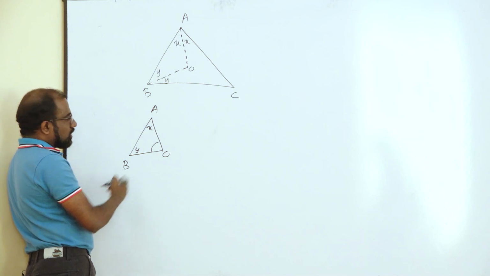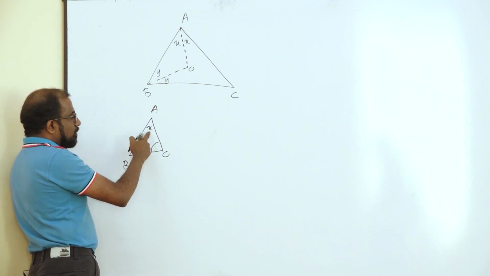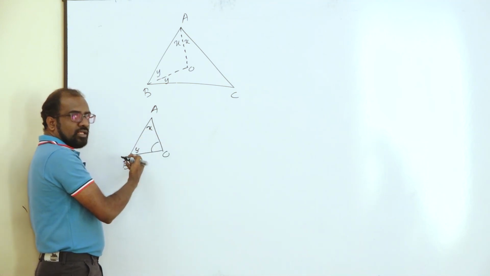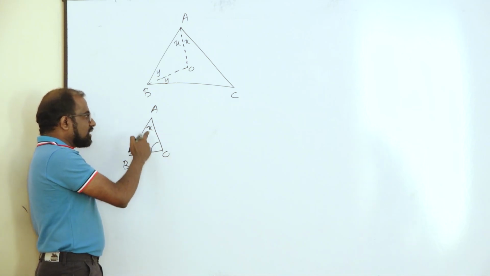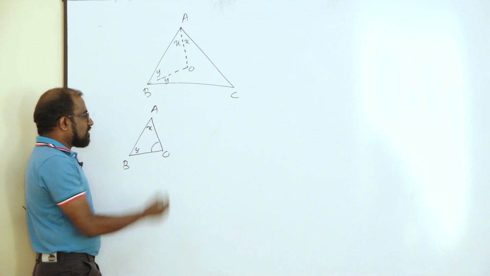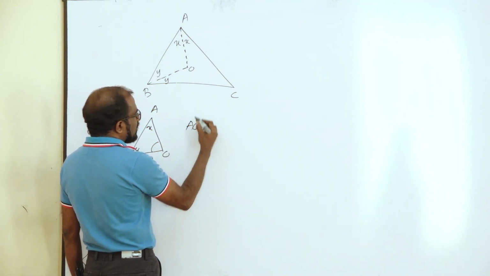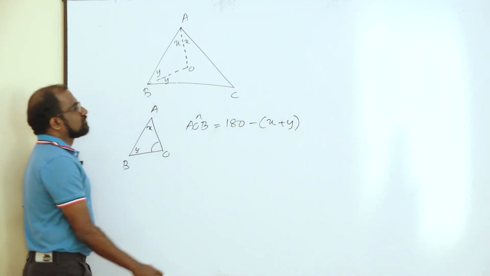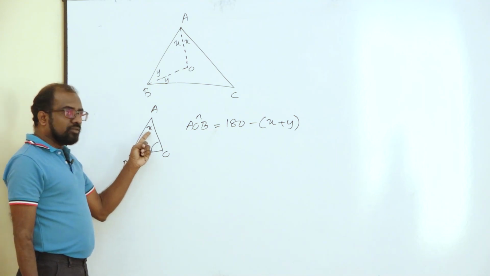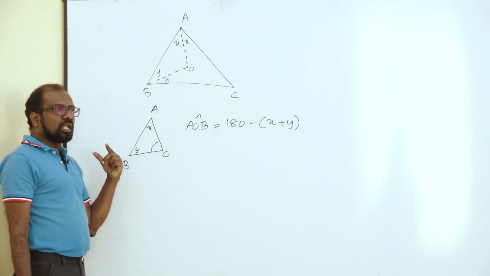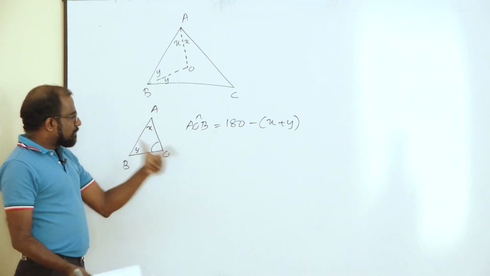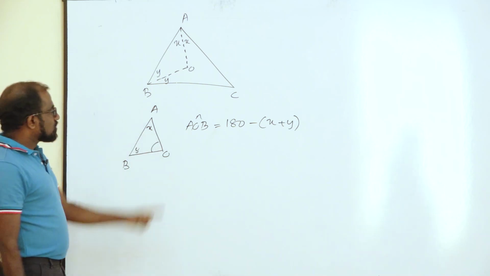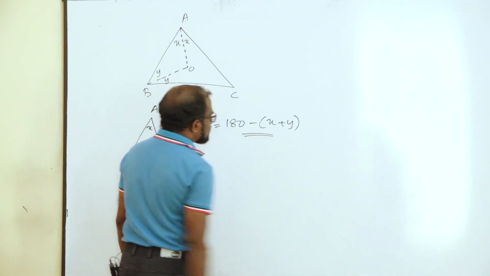So what shall we do to find the AOB angle? The sum of these two angles should be subtracted from 180. The sum of all three angles is 180. From 180, the sum of these two angles should be subtracted. And now what is the value of AOB? AOB equals 180 minus (X plus Y). For example, if one angle is 30 and another is 40, 40 plus 30 is 70, subtracted from 180. So same thing here. The two angles are subtracted from 180. So AOB, the answer, is 180 minus (X plus Y).